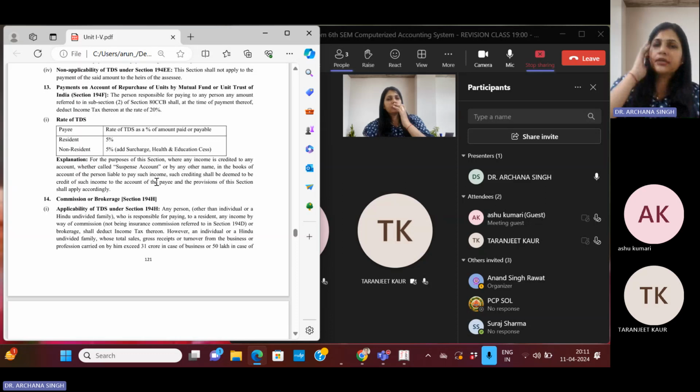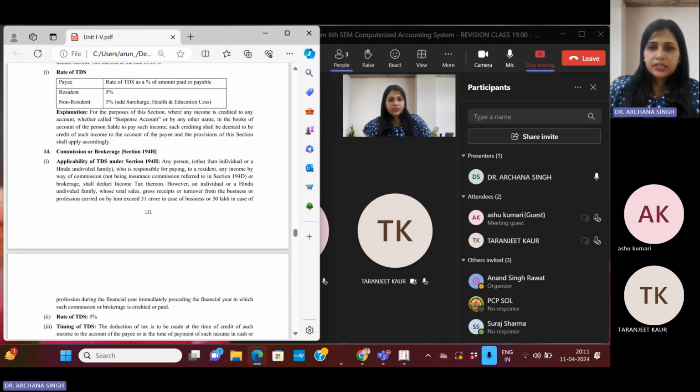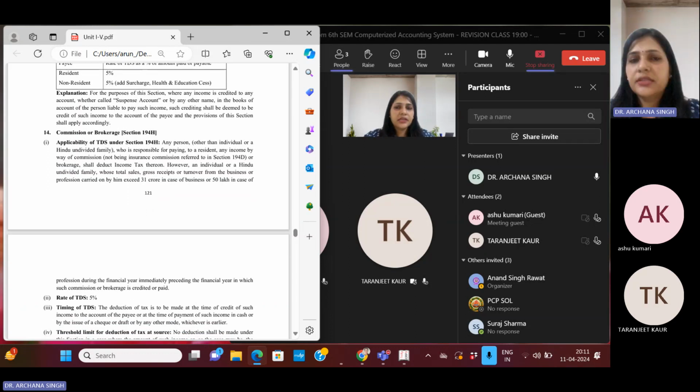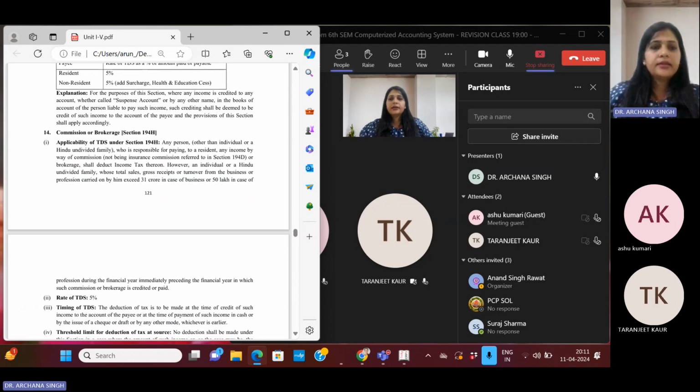Then commission or brokerage hai, so in that case how TDS will be deducted. Commission or brokerage comes under section 194H, and applicability of TDS under section 194H is कि कोई भी person who is responsible, any person who is responsible for paying to a resident any income by way of commission or commission referred to as insurance commission according to section 194D या फिर brokerage है, shall deduct the tax thereon.